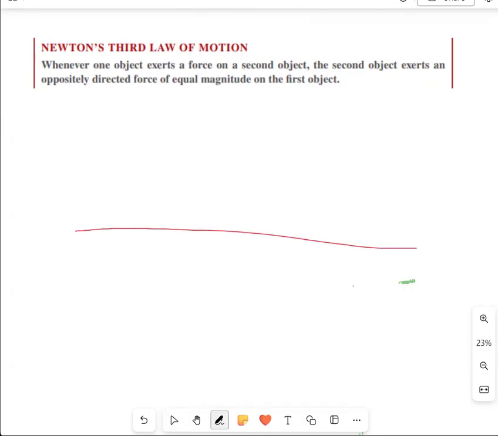That was meant to be a flat surface. You have a book there and it has a certain weight, mg. The table is going to react with an equal force, so R equals mg. Right?